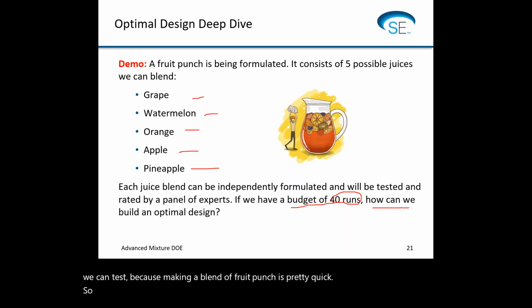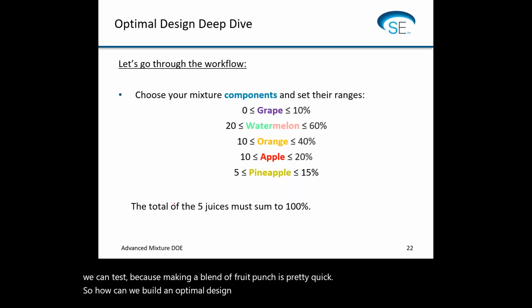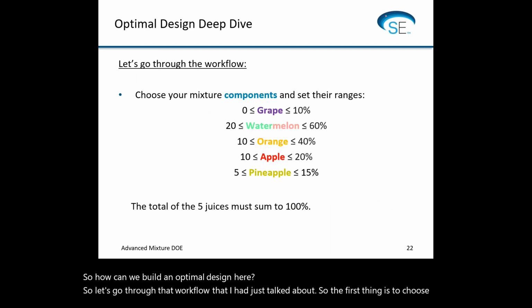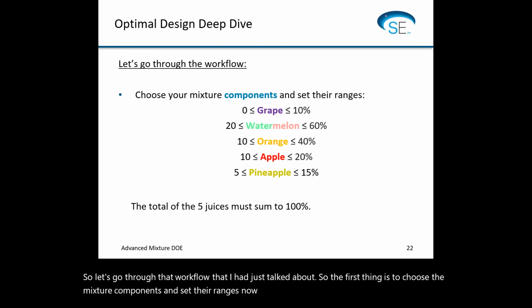So how can we build an optimal design here? Let's go through that workflow that I had just talked about. The first thing is to choose the mixture components and set their ranges. Now this, I believe, is a real example that we had from decades ago.